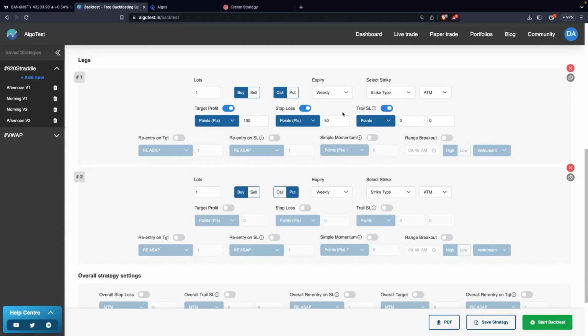So if you have a trailing stop loss, for example if we set a trailing stop loss of 10, 5, then whenever your position goes into 10 points of profit, your stop loss will move up by 5 points. So this is the trailing stop loss. We always have a trailing stop loss on our strategy to make good profits.